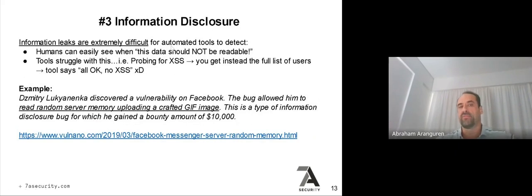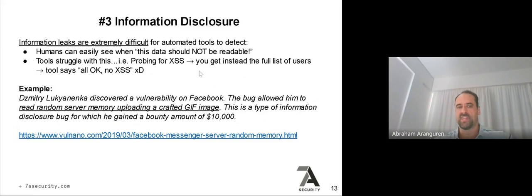And then another one is information disclosure, right? Maybe the tool is trying to find XSS and it gets back the full list of users or something crazy like that, but because it was trying XSS and it didn't get XSS, it moves on, right? Whereas a manual tester would see that and say, hey, this is really bad, right? Like this information should not be readable.